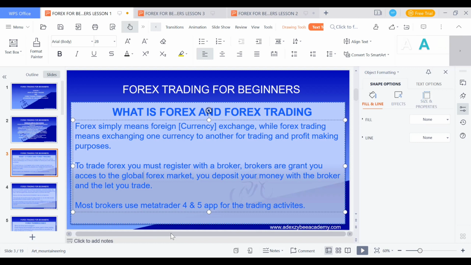Now, for you to trade the market, you need to download an app called MetaTrader. It's not all brokers that mandate you to download MetaTrader. Some brokers have their own trading platform within their website. Okay, but most of them will just link you with the MetaTrader application. That's where you'll be doing your trading of currency. I think this is clear. All right, let's proceed.